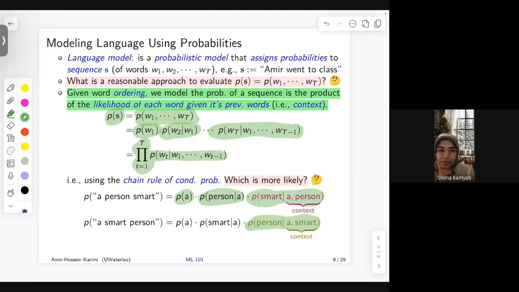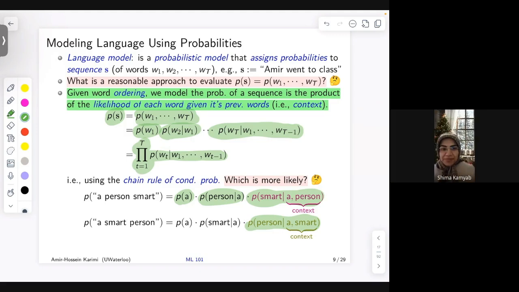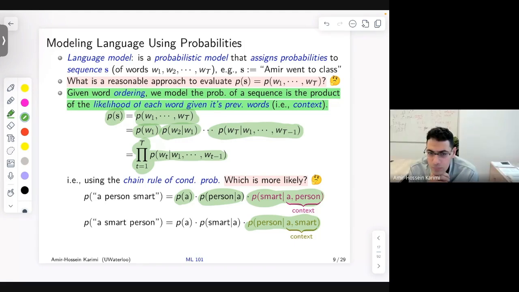Yeah, I want to know that here we shouldn't assume that the probabilities are independent. I'm looking at the multiplication between probabilities, and I'm thinking of independence between the probability of each word, and I think we don't have this assumption here.